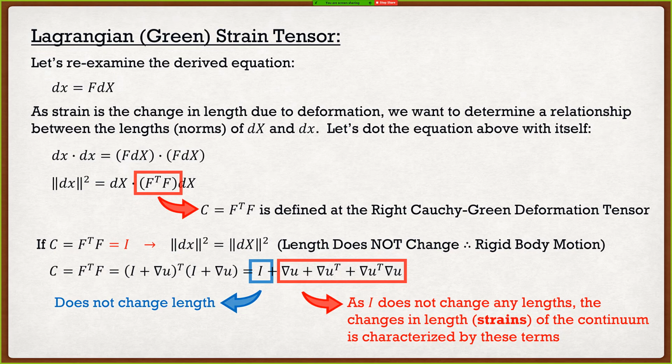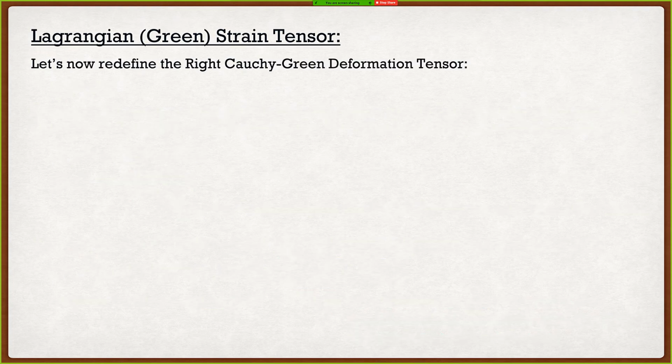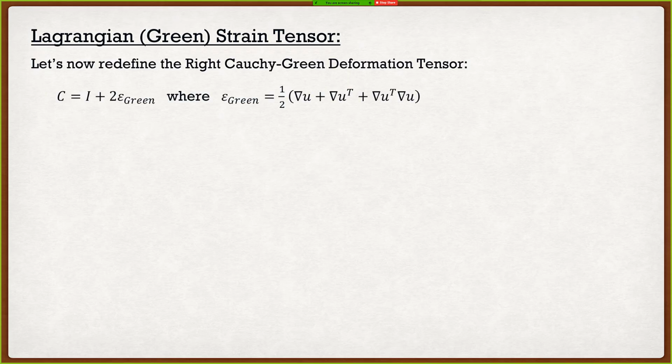So therefore, those terms right there, ∇u plus ∇u transpose plus ∇u transpose ∇u, these are what are going to cause the strains in our continuum. All right, so these are the ones that we're going to focus on. So now let's redefine our right Cauchy-Green deformation tensor as follows, where C is equal to I plus 2 times the Green strain tensor.